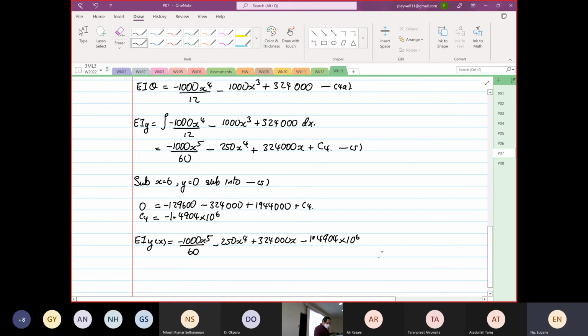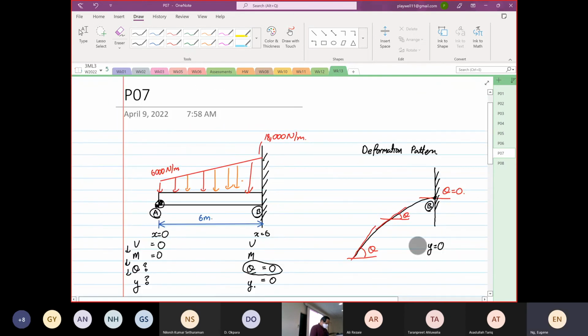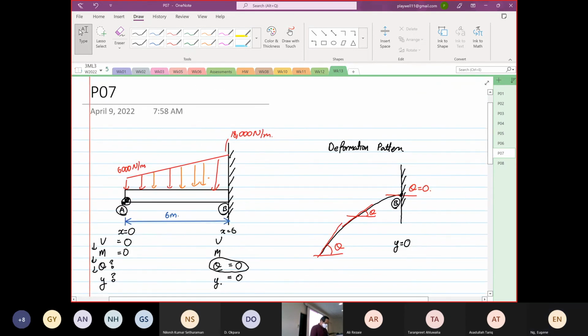Okay. So what I'm going to do, I'm going to stop here, and I'm going to end the class here. So, Eugene, just a quick question. Why is y equal to 0 when x is equal to 6? Because there's no deflection. Ali, there's no deflection when x is equal to 6.